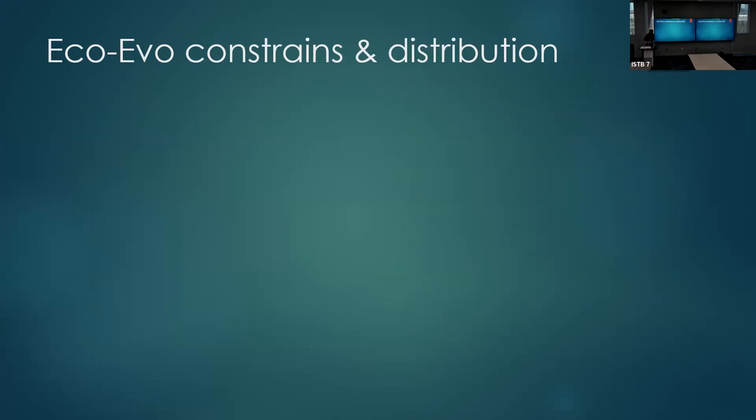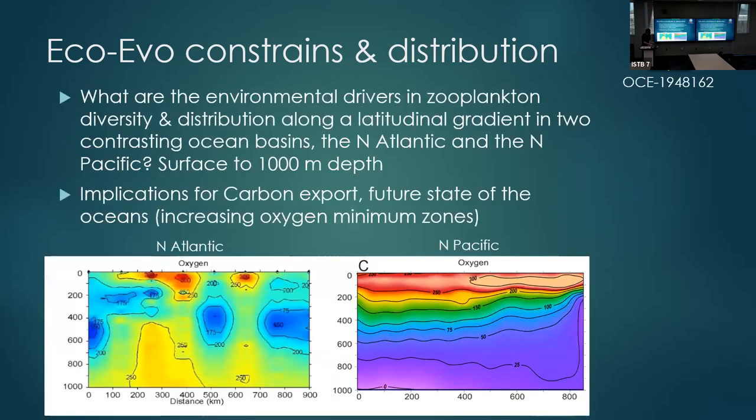The last part of my research, and I need to be short, is about constraints in eco-evolutionary components, also from this image data. This is part of a large NSF grant to compare the North Atlantic and the North Pacific copepod community. We're interested in which environmental drivers shape zooplankton diversity and distribution.